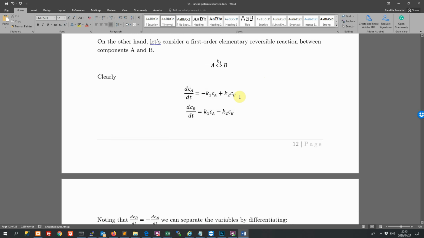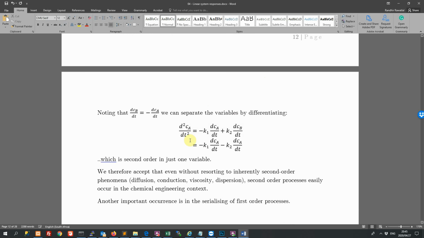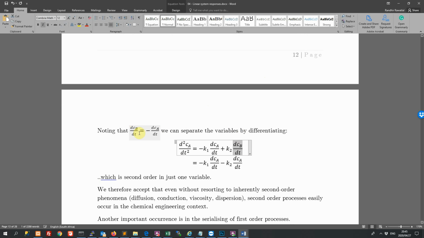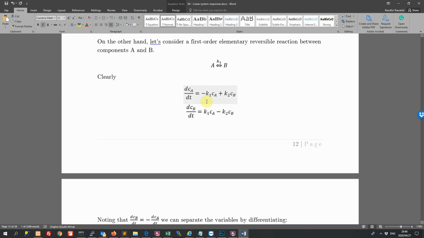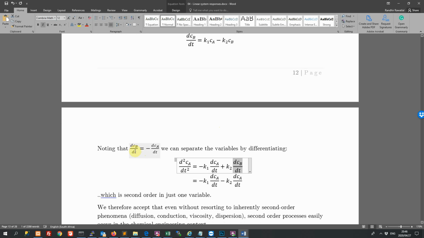We are differentiating now because we then get dCB/dt here, and we can realize that dCB/dt is actually minus dCA/dt. If you look at these two equations, if you multiply this by a minus 1, you get K1CA, and there's K1CA, and then you get minus K2CB, and that's minus K2CB. So clearly dCB/dt is minus dCA/dt.